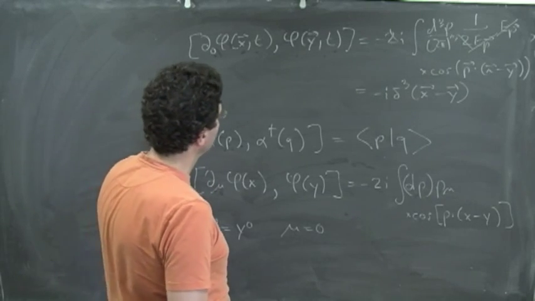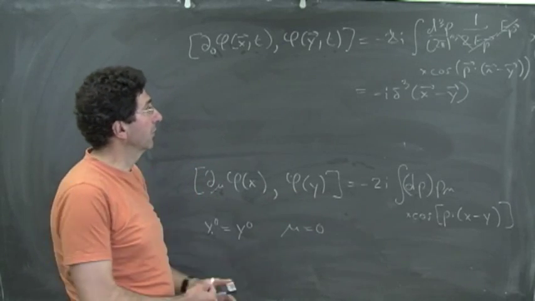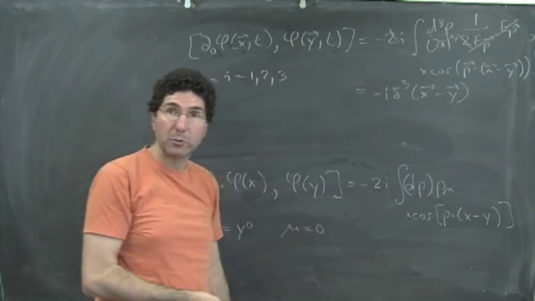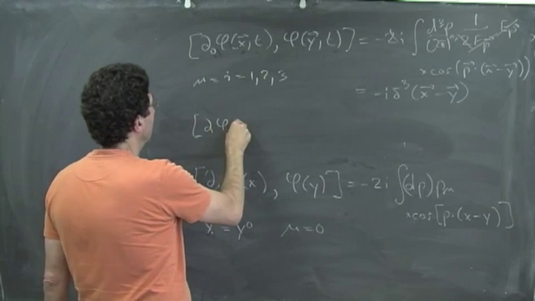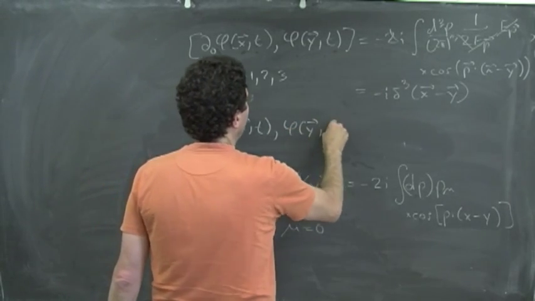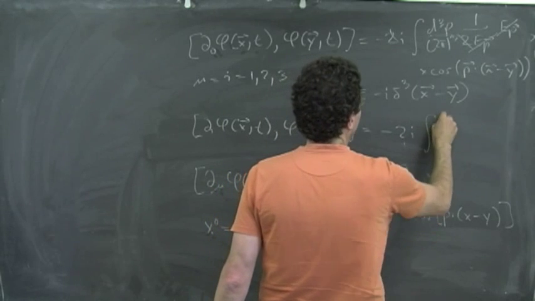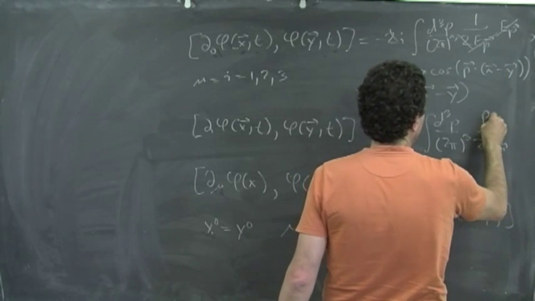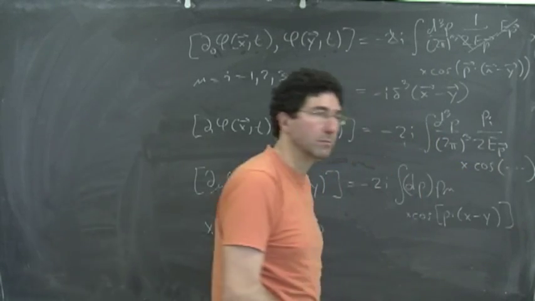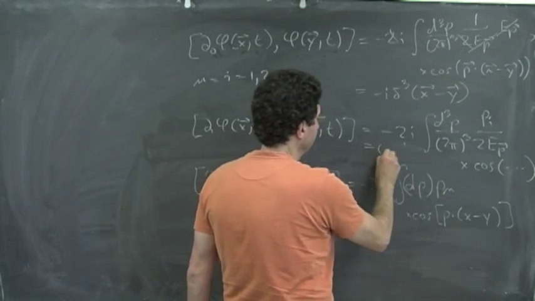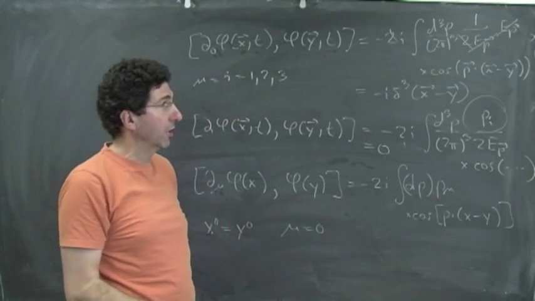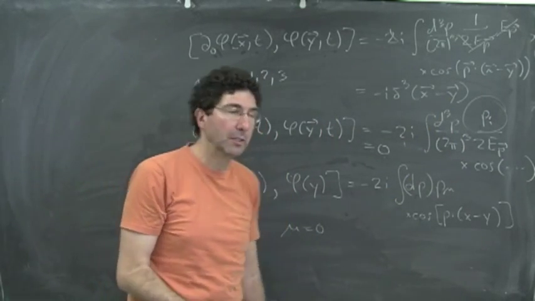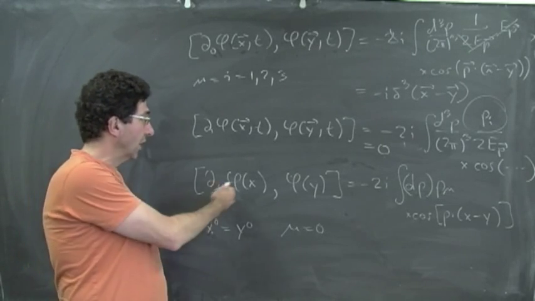Okay? Just for fun, let's go ahead and evaluate this same commutator right here for mu equals i equals 1, 2, 3. So in other words, we're evaluating it now for a spatial derivative here. Okay? So then what we have is d_i phi of x,t, phi of y,t. And what is that? Well, our integral now is minus 2i. We have our d cubed p, we have our normalization factor, but now upstairs here we have p_i times the same cosine. Okay? And you can see that this integral just vanishes, right? Because this p_i makes it an odd function, right? This cosine is an even function of p, but this p is obviously an odd function of p, so this just vanishes.